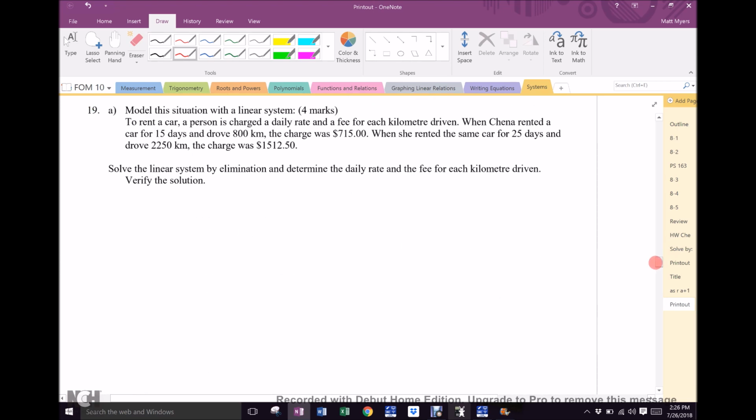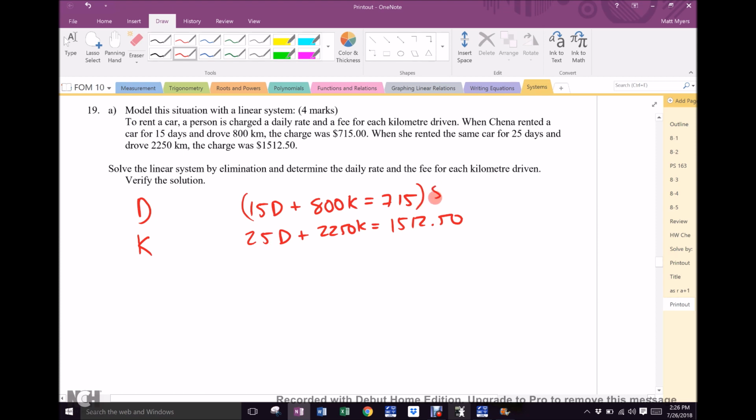And lastly, model this situation. So there's a daily rate and there's a KM rate. When she rented for 15 days, 15D plus 800K equaled $715. 25 days plus 2,250K equaled $1,512.50. You choose what you want to do. I would go for elimination. Make these both the same. Times 5, times 3.